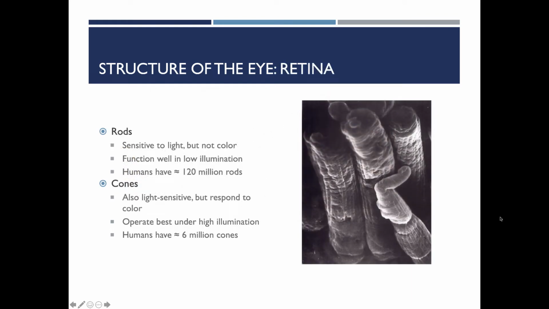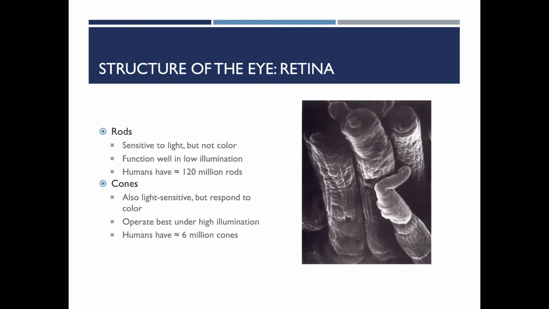So your rods are sensitive to light, but not color. They only see in black and white. And they're useful in low illumination. So when the lights are out, you get up in the middle of the night to go to the bathroom and you don't see super well, you're using primarily your rods. And humans have 120 million of them roughly.